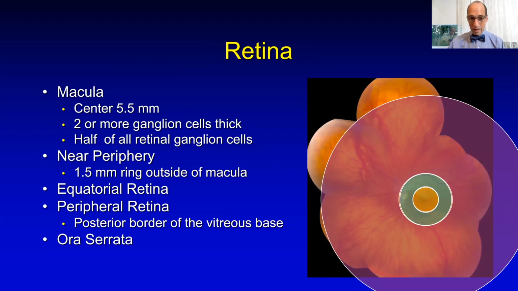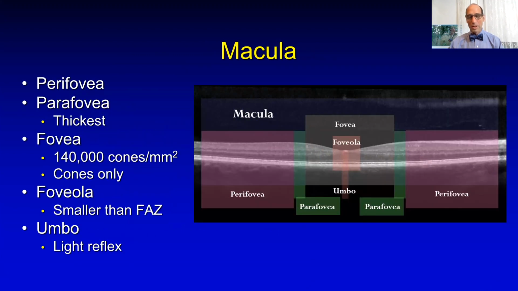And then the peripheral retina is the posterior border of the vitreous base to the ora. And then when you slice a macula in half, we also have an anatomy. So that's when you're looking straight at it. We look at the macula, near periphery, equator. And then when you slice it, this is the anatomy of the macula.